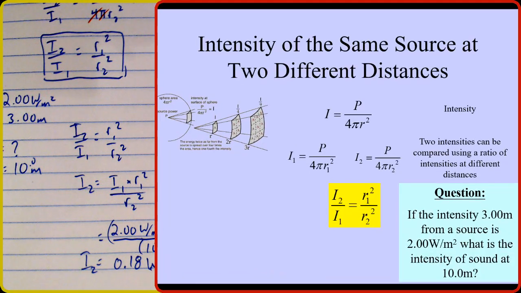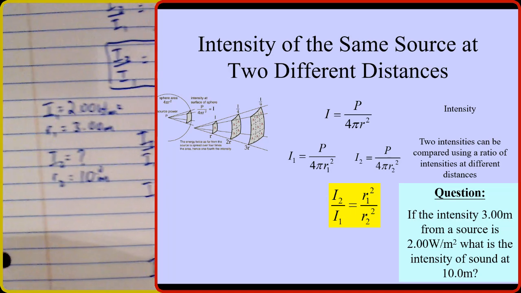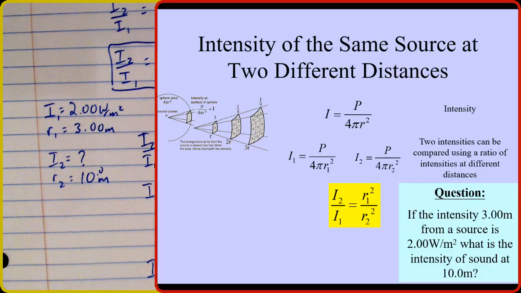So you don't even need to know what the power source is. You notice that the power's canceled out. It was the power at the source, but I don't need to know it. Like if it was a 100 watt speaker, I don't need to know that. As long as I have an intensity meter, and an intensity meter that measures watts per meter squared is something that you can download for your phones these days.